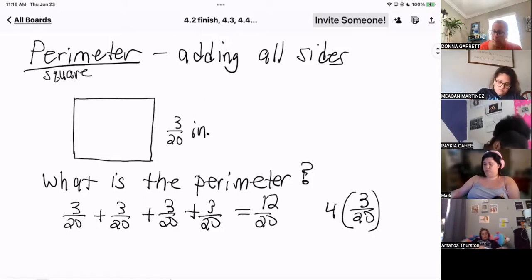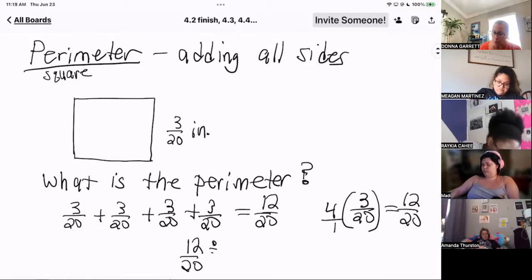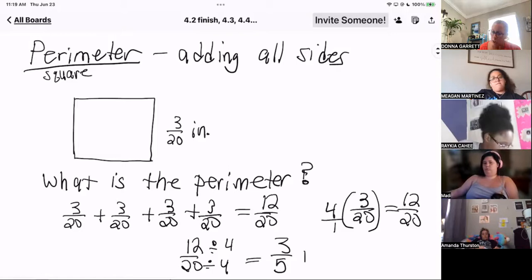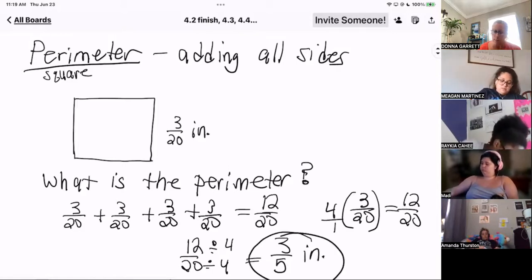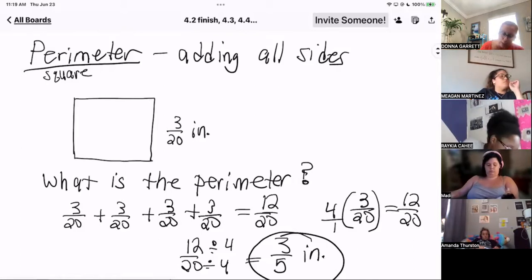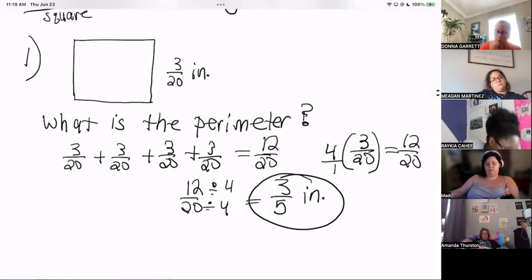12 over 20, I can simplify that. That also would be 12 over 20 because I put it over 1. And if I take 12 over 20, I can divide them both by 4. And I get 3 over 5 inches. So if I add 3 over 20 four times, I get 3 over 5 inches. Now, let me put that as number 1. I'm going to do one more.